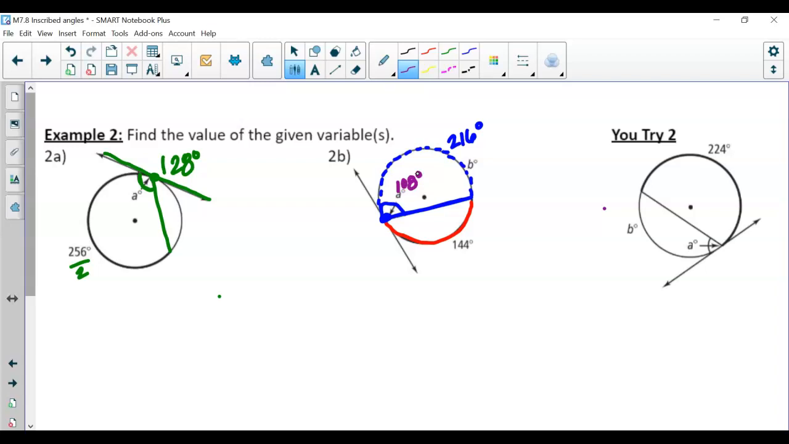And here we go. So you should have noticed that the arc given to you, the 224 degrees, is on the other side of the intercepted arc that angle A creates with the tangent and chord. So that means you had to first find B. So subtracting 360 minus 224, you end up with an arc measure of 136 degrees. Now take that 136 and divide that by 2 to get your angle measure of 68 degrees.